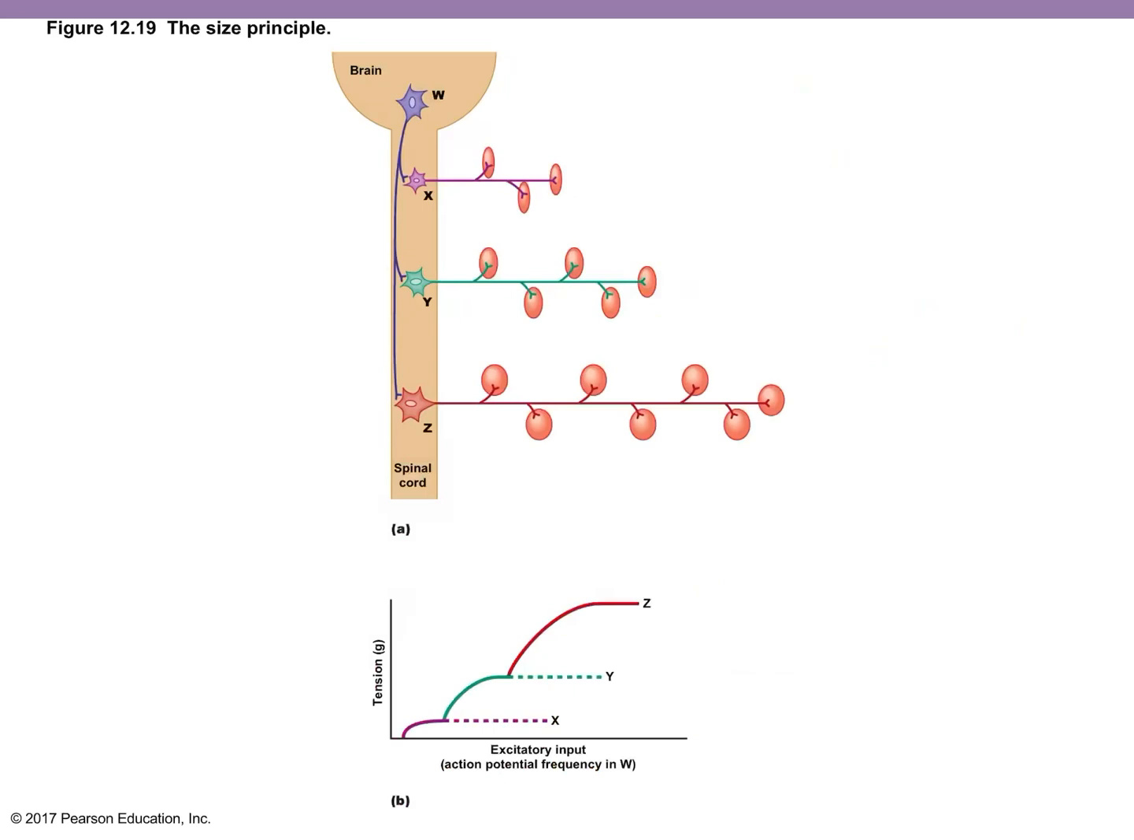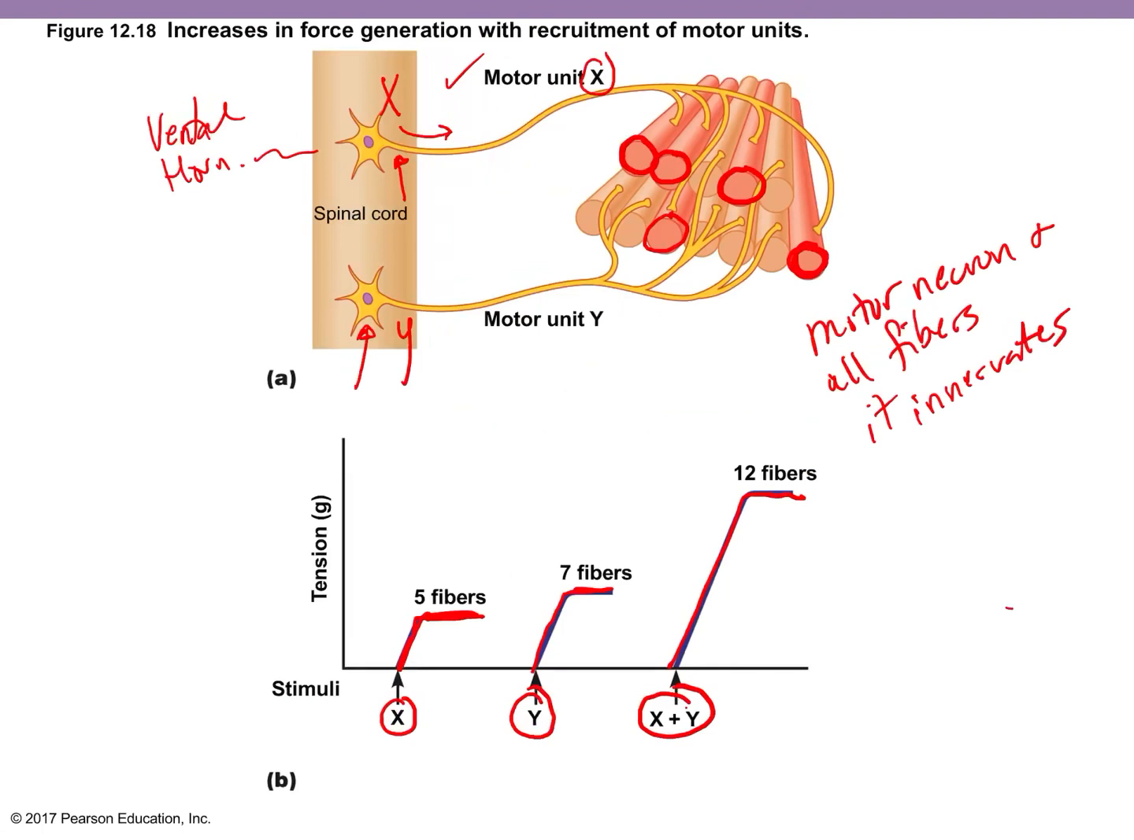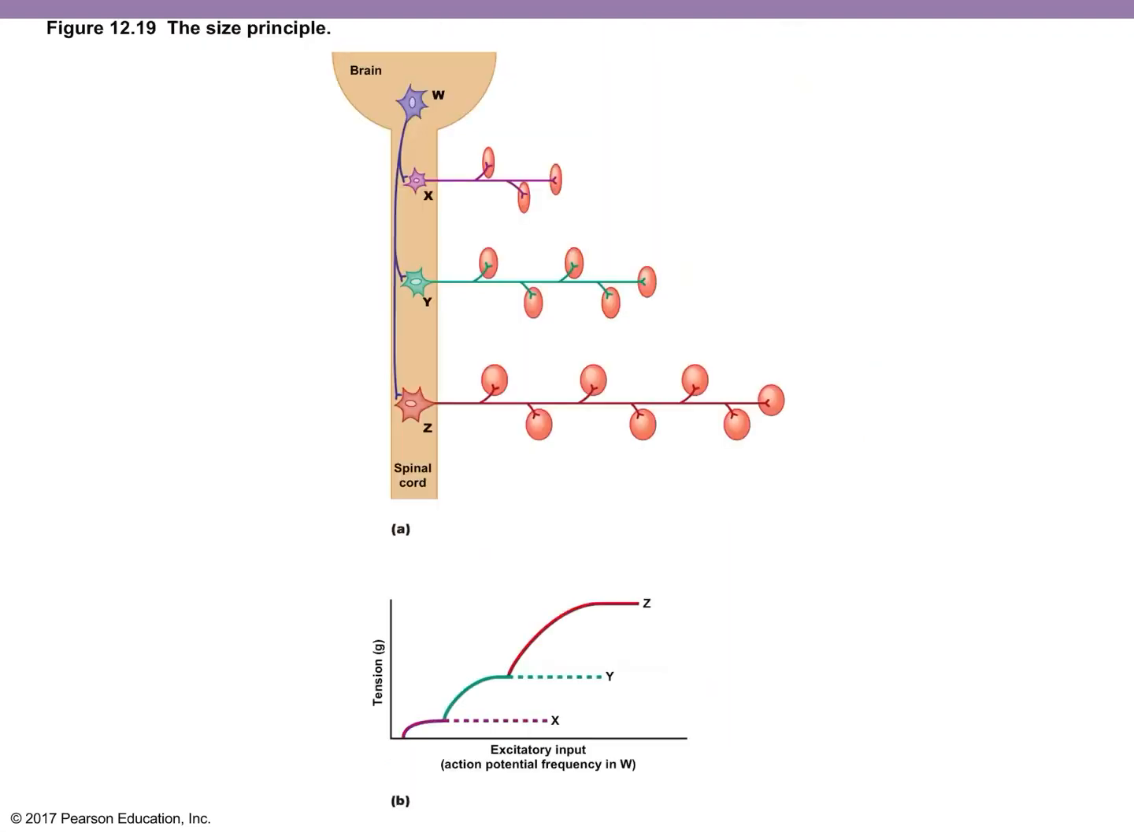Okay, so the size of the motor unit is how many fibers are innervated by a motor neuron. Increasing tension occurs in steps proportional to the size of the motor unit. And this is looking at the picture down here, the size of the motor unit. This is a small motor unit because there's only 5 fibers involved. This is a larger motor unit, unit Y, 7 fibers. So when you say large or small motor units, it just means how many fibers that one motor neuron is innervating.